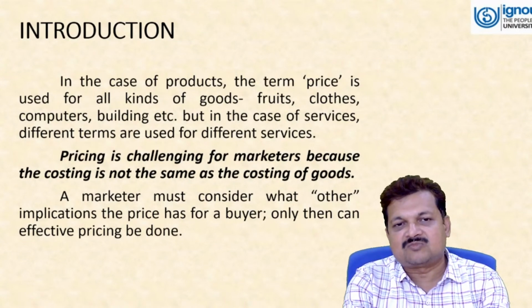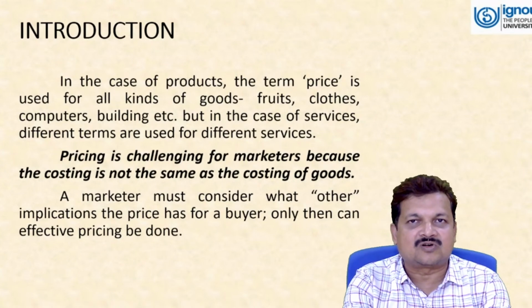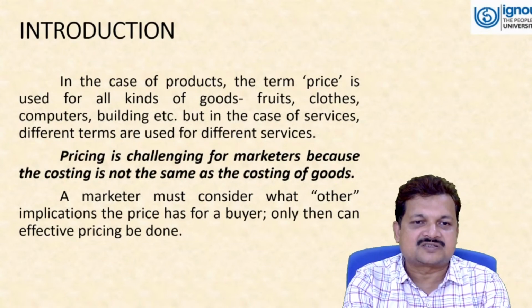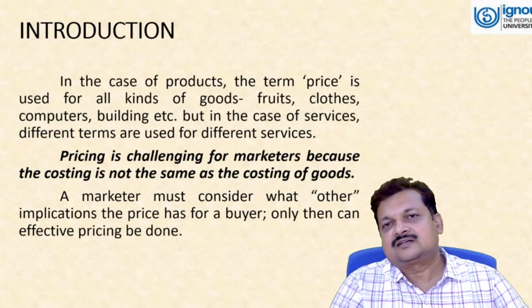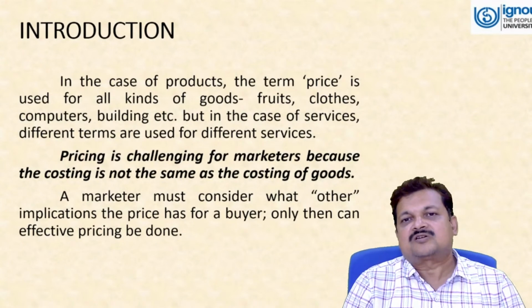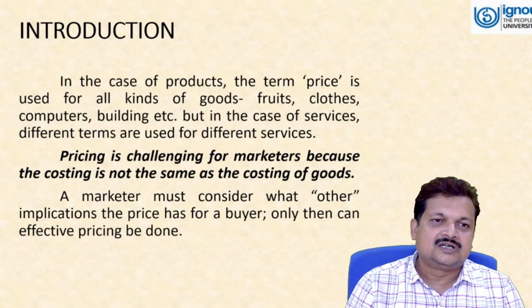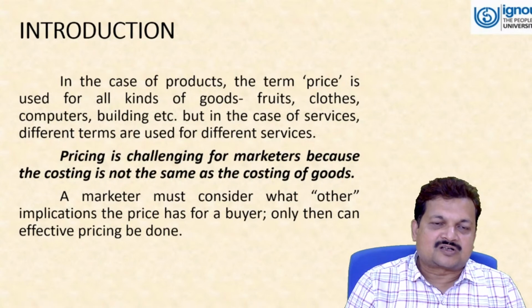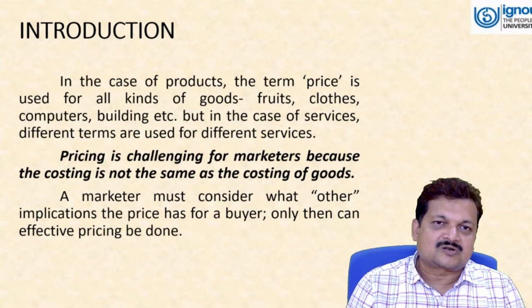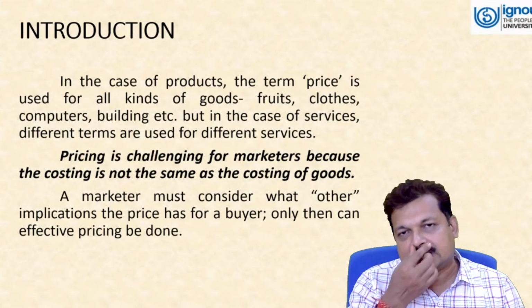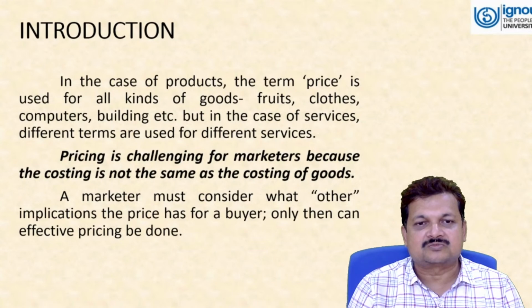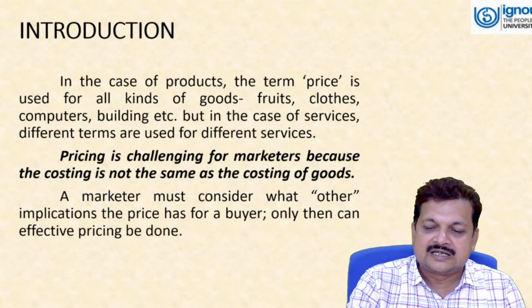A lot of components are involved in that. Environmental factors are also equally involved in that particular matter. A marketer must consider what other implications the price has for a buyer. Only then can effective pricing be done. We cannot say that on the basis of the production cost we can determine the price structure. There is the market which is determining the price of the product. If your competitors are selling the product at a lesser price, then the marketer has to reduce the price structure because he has to provide the product with a competitive price.